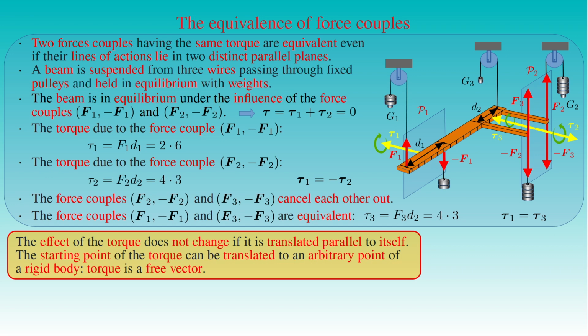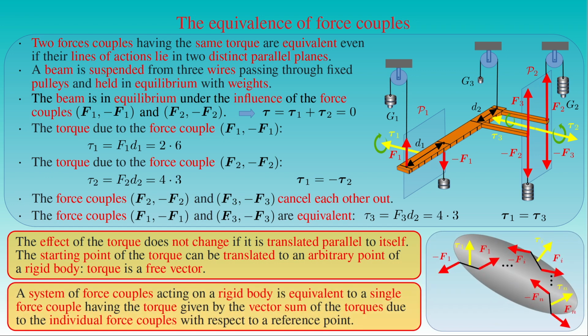Such a vector is called a free vector, as opposed to bound vectors like the position vector, which cannot be translated. Then we conclude the theorem stating that a system of force couples acting on a rigid body is equivalent to a single force couple having the torque given by the vector sum of the torques due to the individual force couples. Here the net torque and the torques due to the force couples are determined with respect to a given reference point.